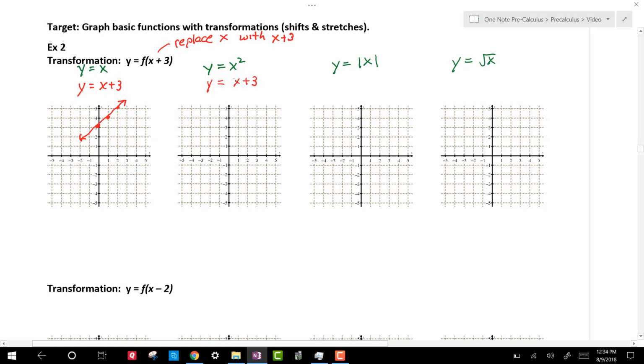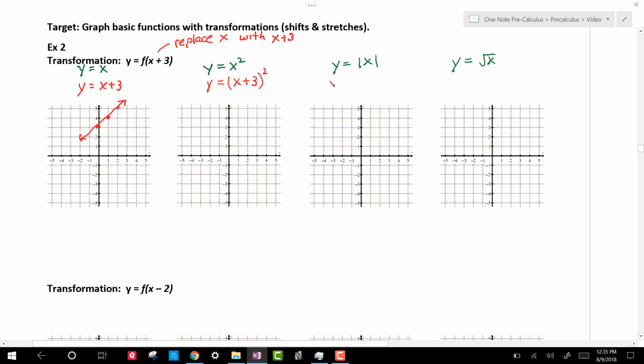But take a look at this guy. This x was being squared, so whatever I replace it with also has to be squared. That one is not the same as the previous one. If you remember, the previous one was y equals x squared plus 3. Those are two different functions there, and we'll see what they look like in just a minute.